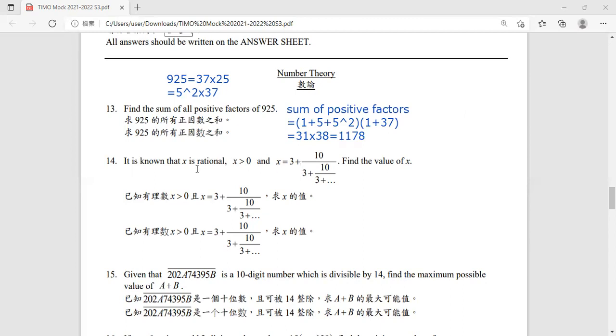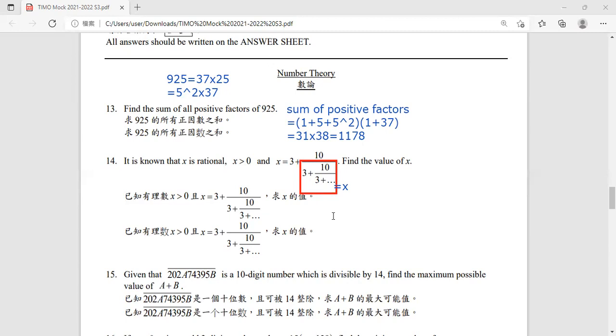Okay, question 14 is the same as the question before, because it's just recurring. So you know that. Now you know that this is x again. This is x again. So you'll find x is 5, but let's finish.